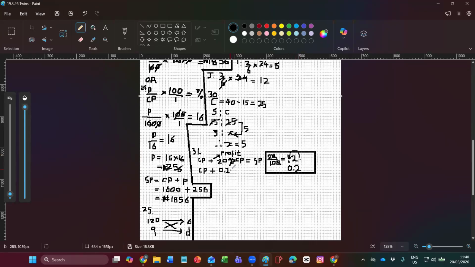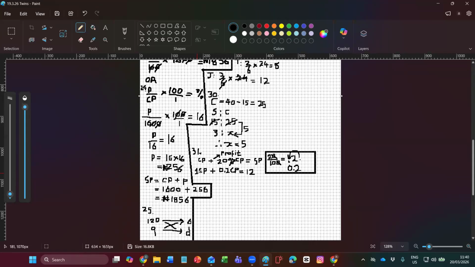So 20% times CP is the same thing as 0.2 CP. Please just follow me and you'll get the answer. And from the question, the selling price they told us is 12 naira. So just put your 12 there. Now, anytime you have a letter, something that you don't know, there's an imaginary 1 in front of it, isn't it? Yes, sir. So when you have something like this, it's like saying x plus 0.2x.